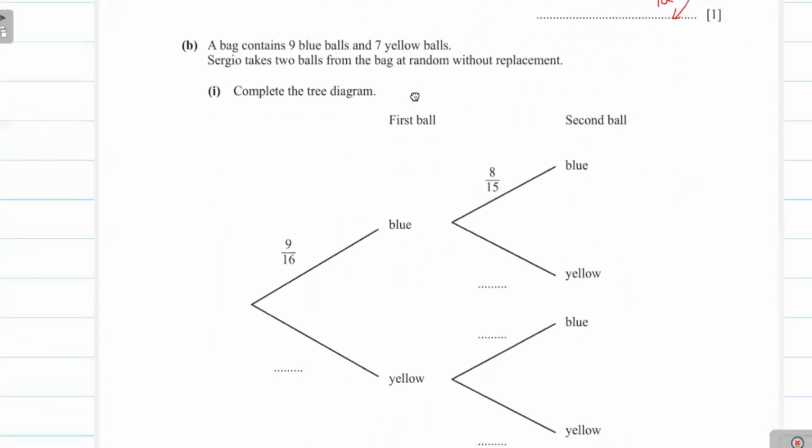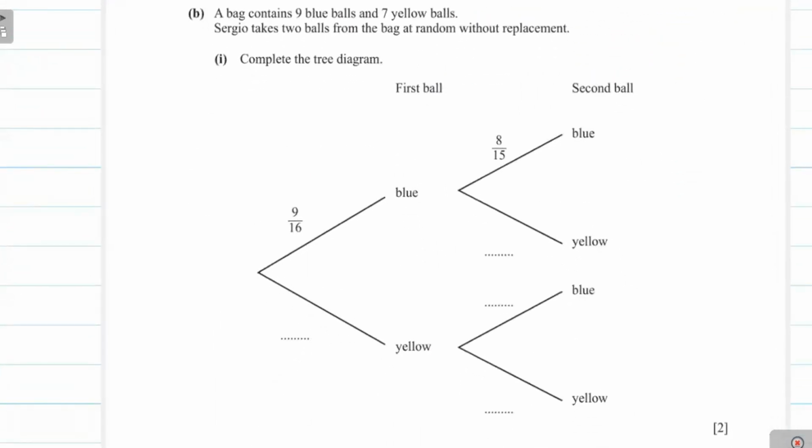Part B. A bag contains 9 blue balls and 7 yellow balls. Sergio takes 2 balls from the bag at random without replacement. Complete the tree diagram. You see here blue balls and yellow balls. In the first pick, the number of blue balls is 9 and yellow is 7. The total is 16. Therefore, the probability of blue is 9 over 16, and yellow will be 7 over 16.